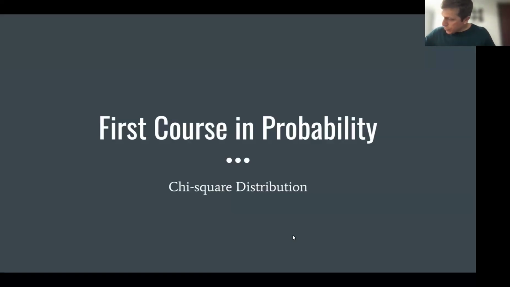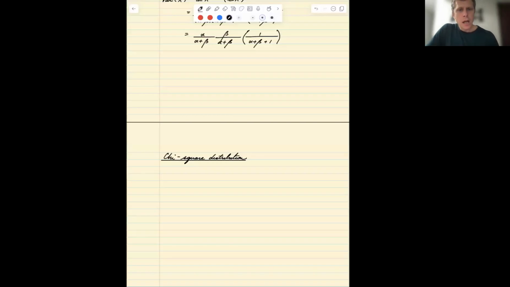All right, one more distribution that is important, especially in statistics, is what's called the chi-square distribution. And I'll just introduce it now, and we'll see it later in the course in certain spots. The chi-square distribution, here's where it comes from.